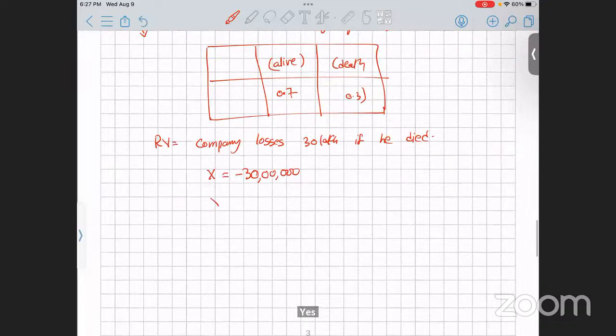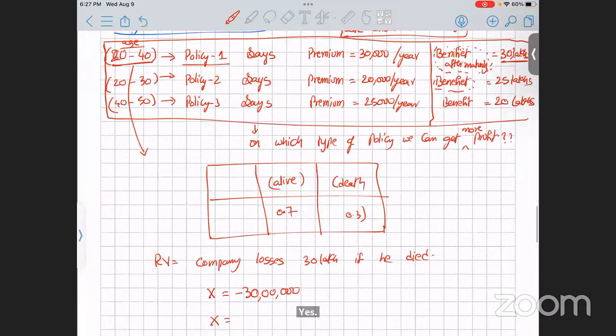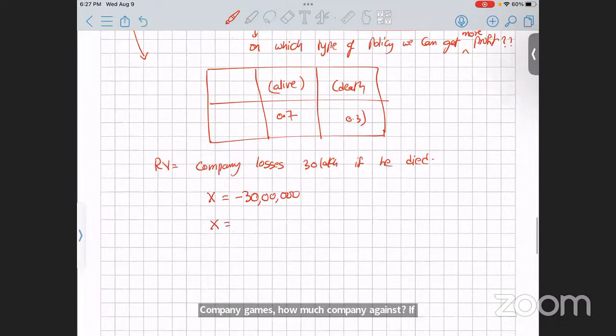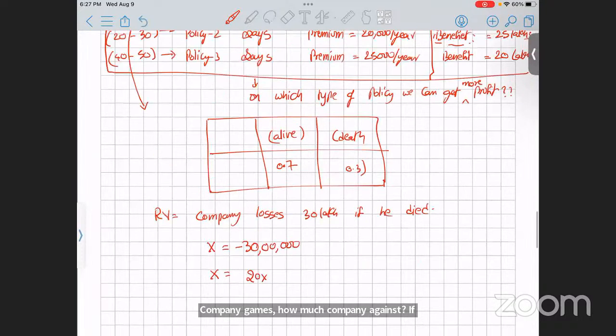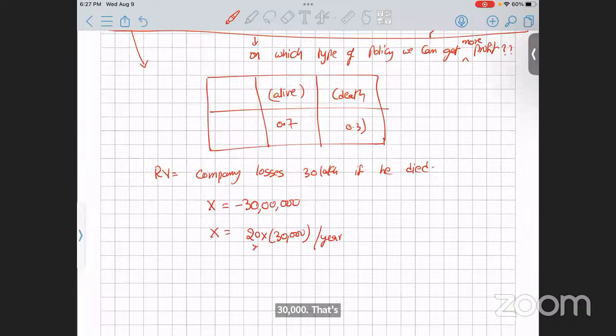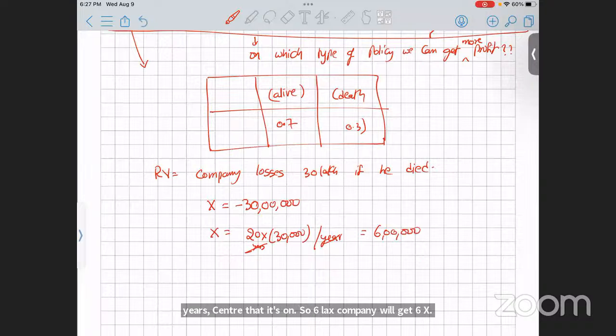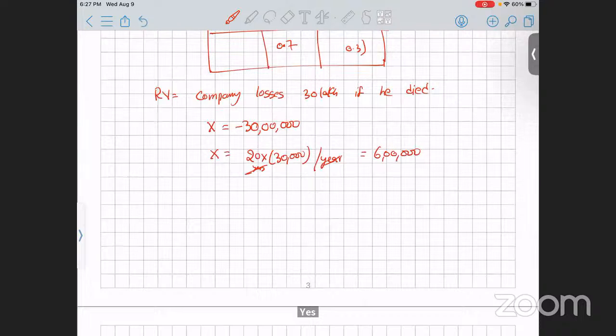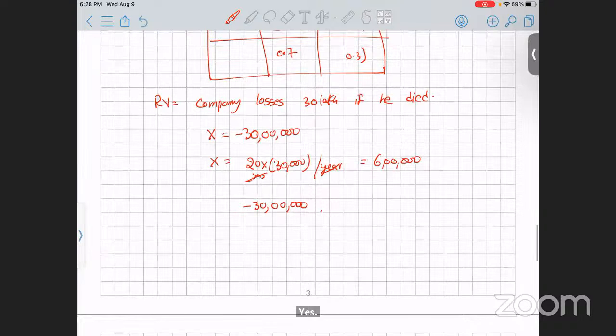And then how much company gains if the policy is paid for 20 years: 20 into 30,000 per year. So 20 years into 30,000 per year, so 6 lakhs. Company will get 6 lakhs. Agree? So now look at this table. This is known as probability distribution table. Minus 30 lakhs. What is the probability of death? 0.3.